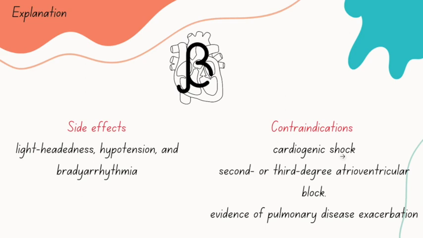Contraindications: second or third degree AV block. You can't start it in a patient who already has a block because it can worsen the block. And evidence of pulmonary disease exacerbation. A patient who already has COPD, if the patient is in a COPD exacerbation and also has heart failure at the same time, don't give beta blockers. Beta blockers should not be initiated if the patient has an acute bronchospasm or evidence of pulmonary disease exacerbation.